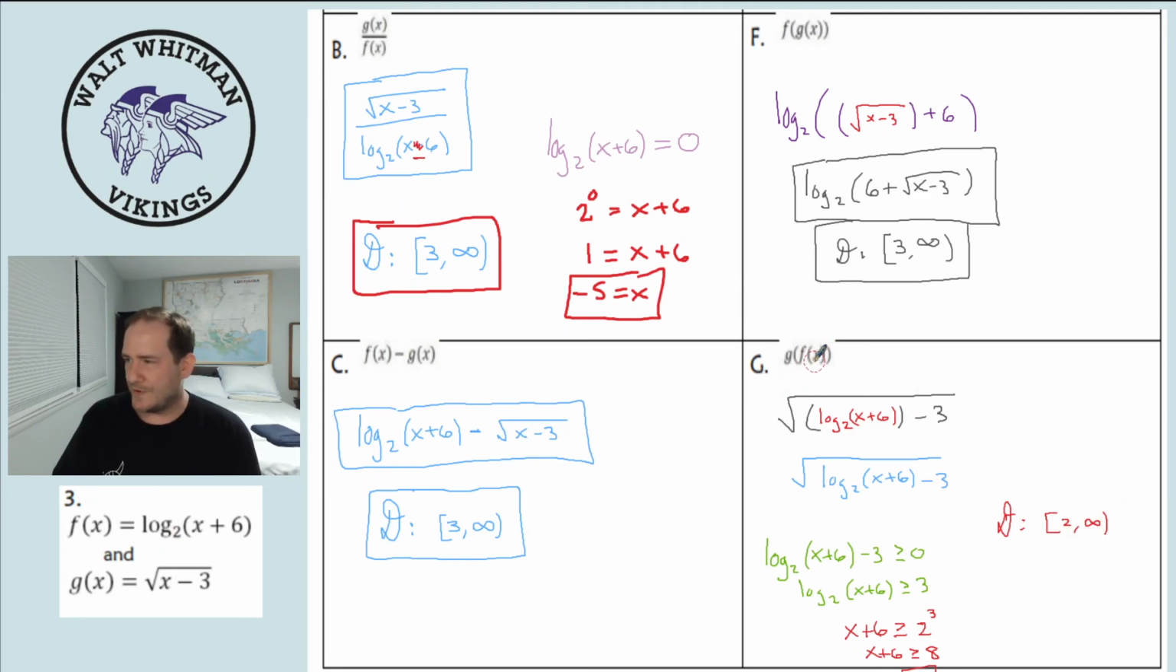But wait, there's more. We're supposed to also consider the domain of the inner function. But the domain of our inner function said it would happily take anything greater than -6, remember? So if I intersect all the stuff greater than -6 with all the stuff greater than or equal to 2, that's already the more restrictive domain. So the intersection of the two is going to be that. So I don't have any more restrictions. That is my final domain, because the inner function didn't have any new restrictions that we had not already accounted for.